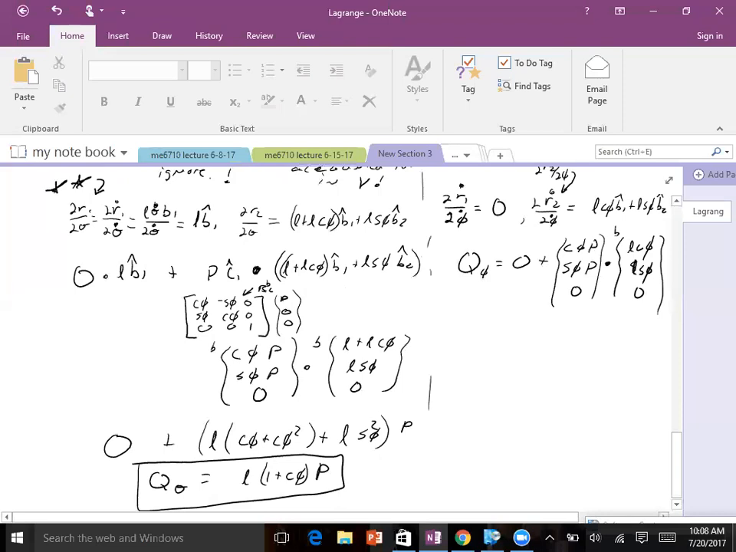So, you see what I'm doing here? I'm just now dotting. This is F1 dotted with the partial of R1 with respect to P. This is F2 dotted with the partial of R2 with respect to P. I just pull this from here and then this from here. So when I put those together, I'm going to just do that math in my head. I get cos phi squared plus sine phi squared times L times P, or LP.